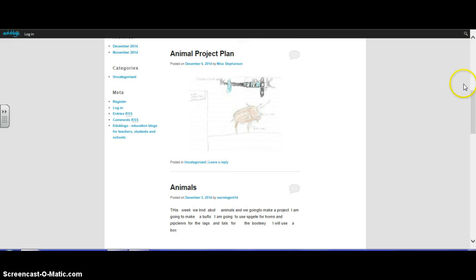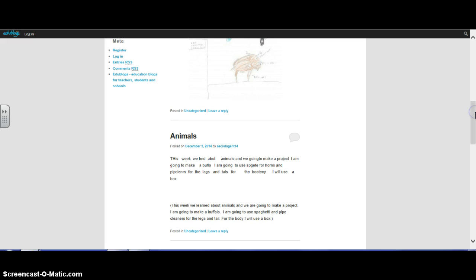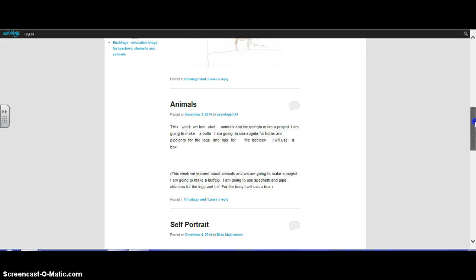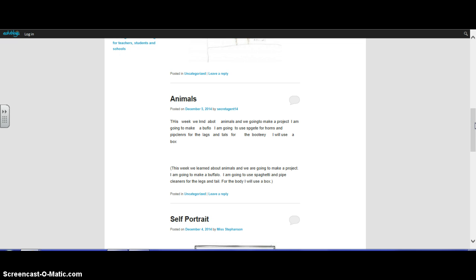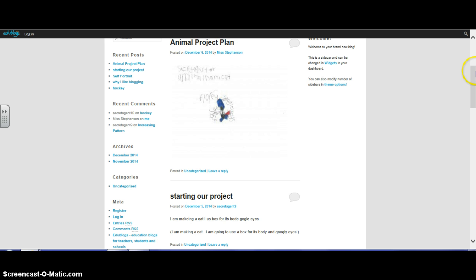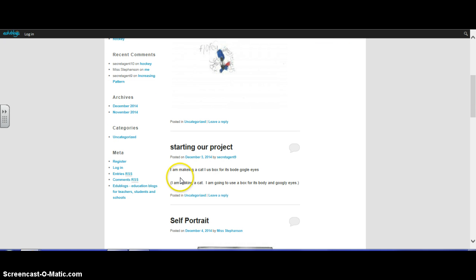They also had to go in after they were finished and type out their project. So this student said, this week we learned about animals and we're going to make a project. I'm going to make a buffalo. I'm going to use spaghetti and pipe cleaners for its legs and tails. For the body, I will use a box. This student said, I'm making a cat. I'm going to use a box for its body and googly eyes.